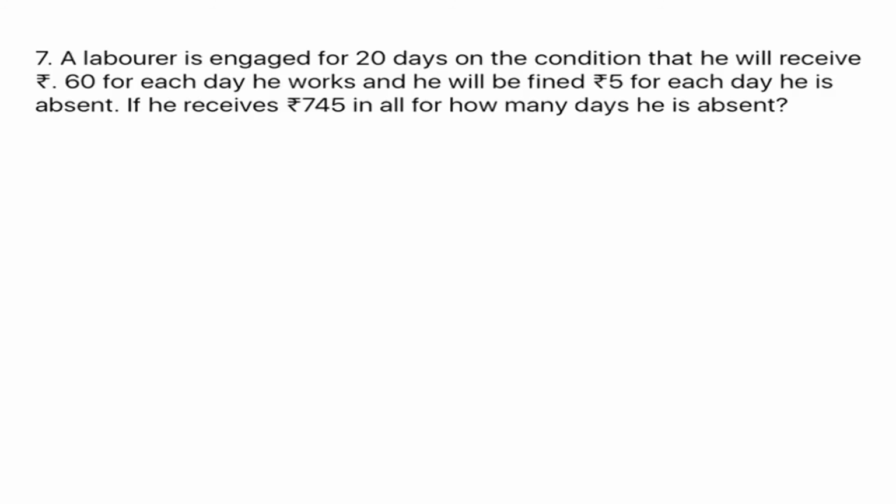So our next question is, a laborer is engaged for 20 days and the condition that applies, they will be given rupees 60 for each day they will work, and if they are absent they will be fined rupees 5. Now we have to find out for how many days he is absent if we get rupees 745 in all. So first of all we will see what has been given in the question. So we have to find out how many days he is absent. So we don't know the number, so we will consider it as a variable, that is x. So let the number of absent days be x.